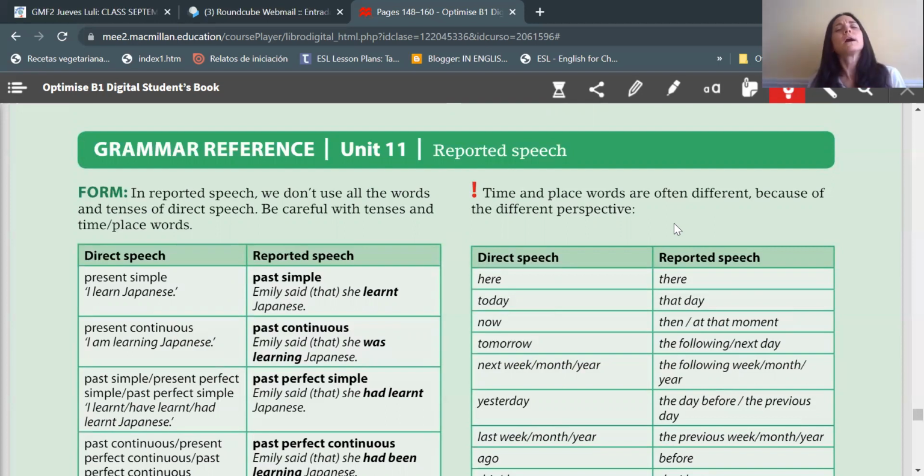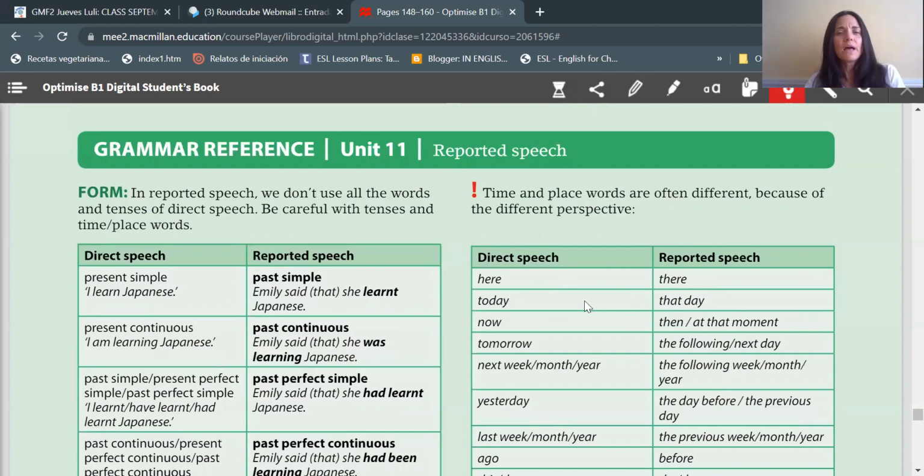And the same will apply to the time. If you were talking about something now, when you refer to that now in the past, you're going to be saying at that moment, because it's not now anymore, okay? So let's see. If in the direct speech you have here, then in reported speech, it would be there. For example, let's meet here. Luli said to meet there, okay?